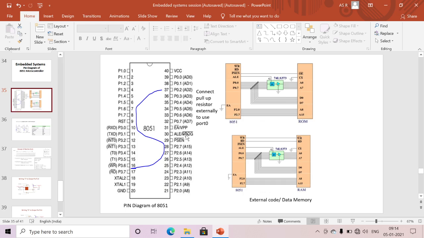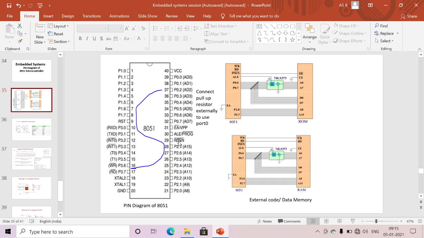Next, ALE, address latch enable. As we discussed, if I want to demultiplex AD0 to AD7, I'm using this ALE. Here you can see ALE is connected to the G pin of the 74LS373. This is our latch. Here I can demultiplex address and data lines separately by using this ALE. When ALE is 1, I can access the address lines. Next, ALE 0 means I can decode only the data lines. This is the way we can demultiplex the address and data lines, using this ALE.